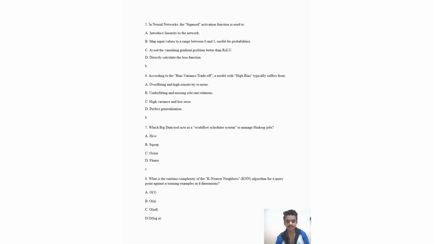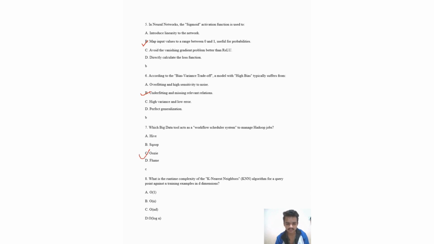In neural networks, the sigmoid activation function is used to introduce non-linearity to the network, and map input values to a range between 0 and 1, useful for probability. So the answer will be this only. According to bias variance trade-off, a model with high variance typically suffers from overfitting. Which big data tool acts as a workflow scheduler system to manage Hadoop jobs? Here the answer will be Oozie.